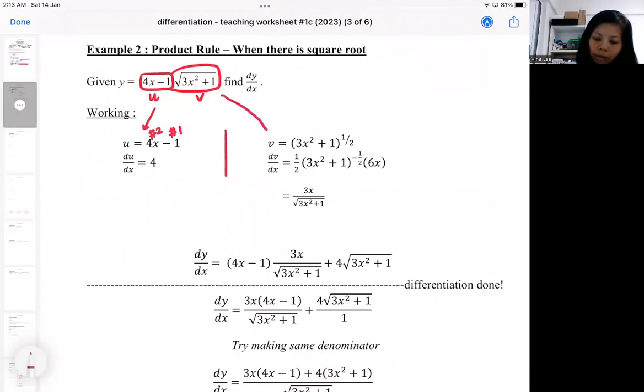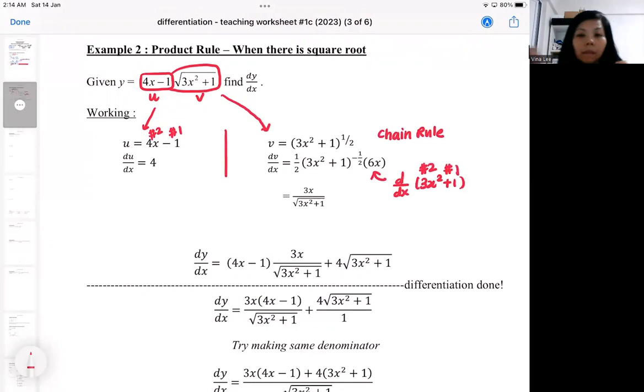So do the function. If there is a square root, you've got to change it to power half. Then I'll be using the chain rule. So there will be 3 steps. Bring down the power, minus power. So by now, maybe you can differentiate the function inside, the quadratic function. So this will be rule number 2, and this will be rule number 1. So the 6x came from the part where you differentiate the function that is inside. And in this case, the function that is inside is a quadratic function.